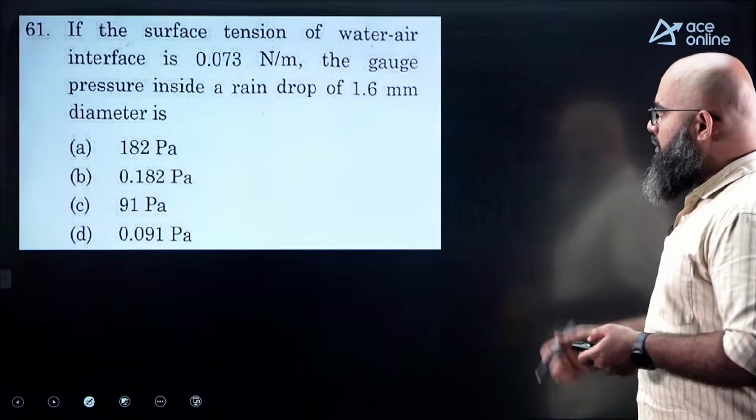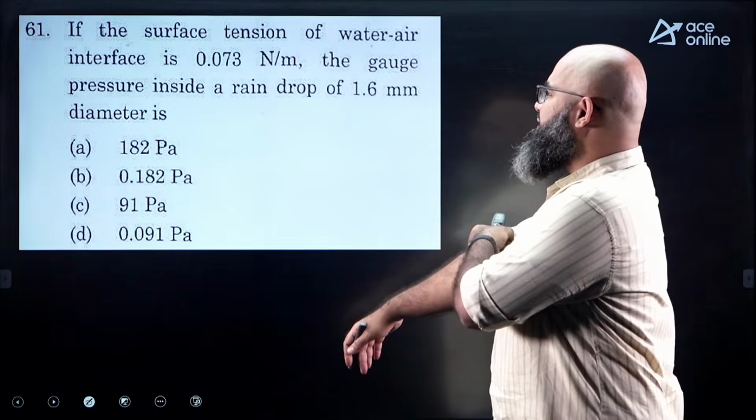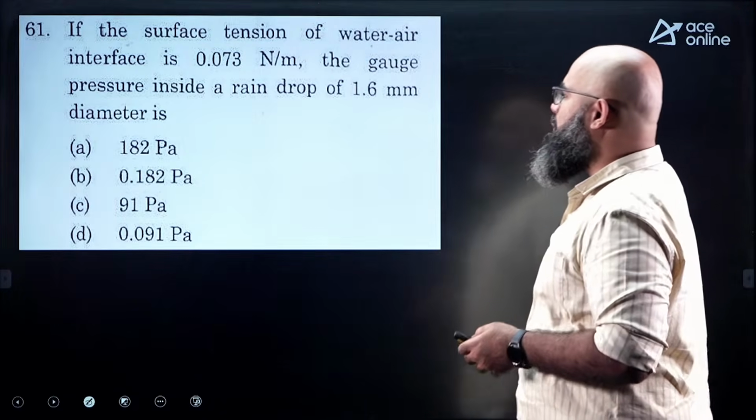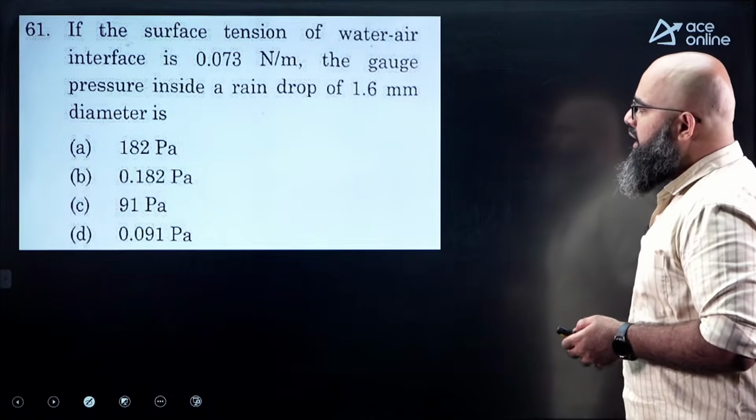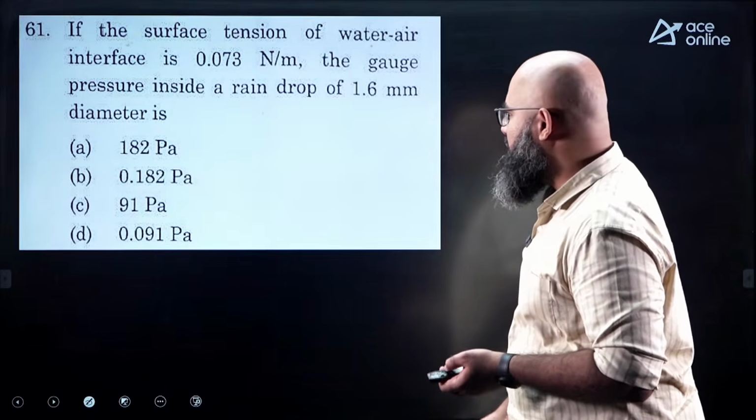Okay? Moving further, a very simple question now. It asks: if the surface tension of the water-air interface is 0.073 Newton per meter, the gauge pressure inside a raindrop of 1.6 mm diameter is equal to how much?